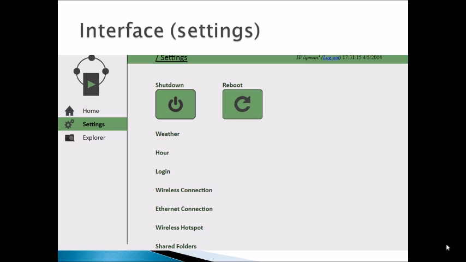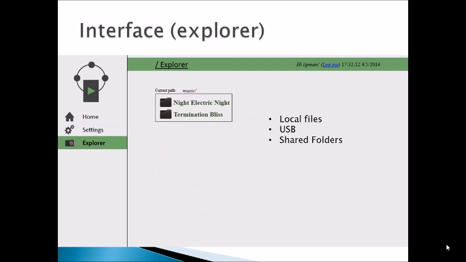The wireless connection is the connection that the system will check when it starts. The Ethernet connection, we can enable and disable it, and if we disable it, then it will start faster because it doesn't have to check if we have an Ethernet connection or not. Then the wireless hotspot is the name and the password of the hotspot it will set up if it doesn't find any suitable network. And finally, the shared folders is basically a manager to manage the shared folders.